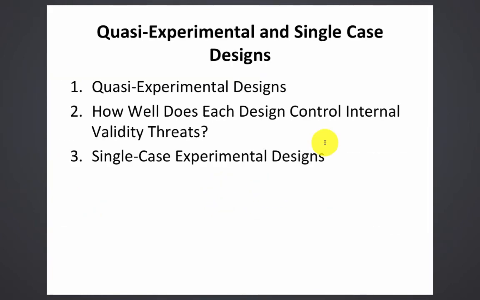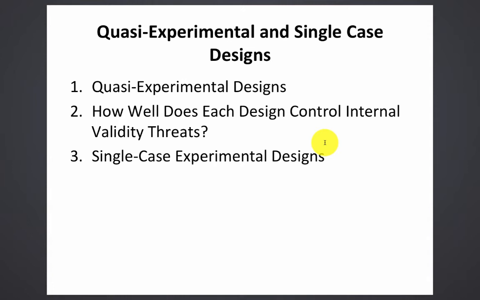Okay, so now we're going to move to quasi-experimental and single-case designs. We'll cover what quasi-experimental designs look like. We'll talk about how well each controls for internal threats to validity, and then we'll look at some single-case experimental designs. So essentially, the difference between quasi-experimental and true experimental is that we haven't been able to randomly assign.